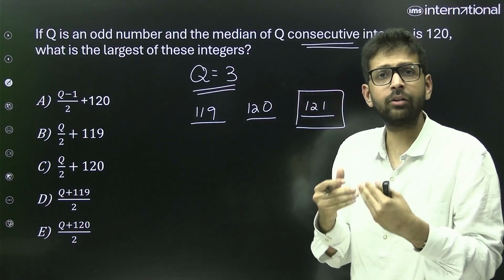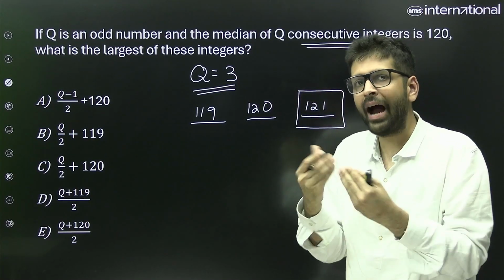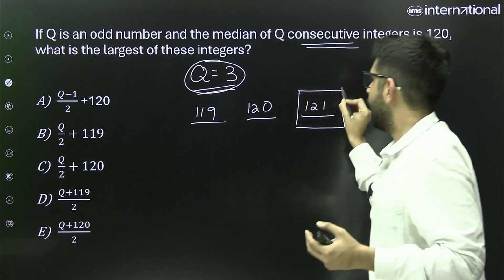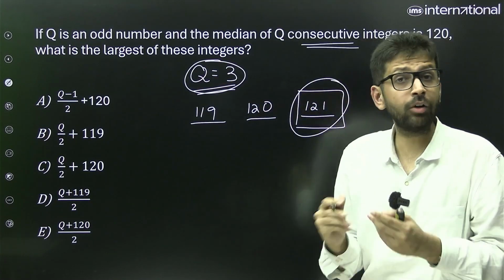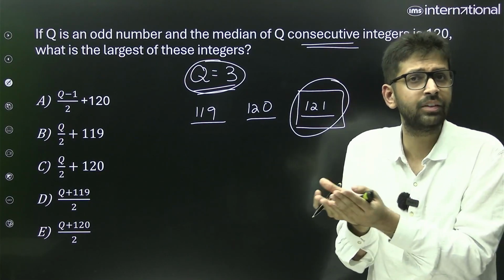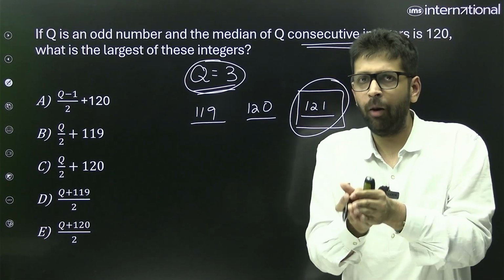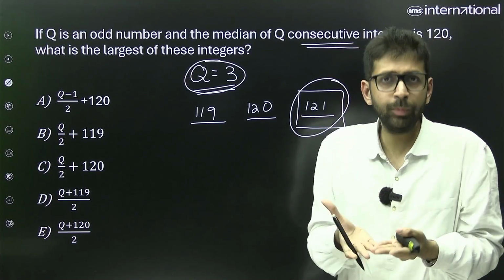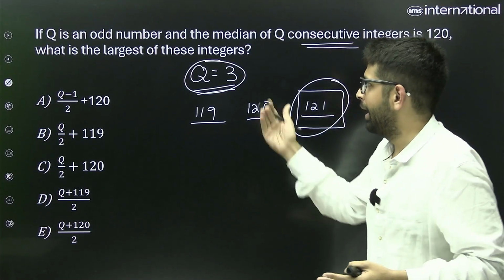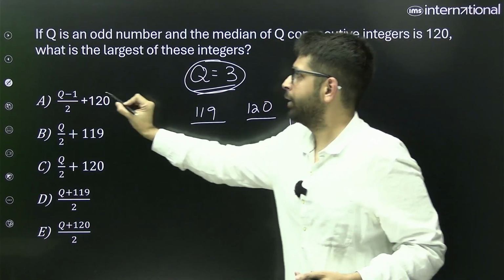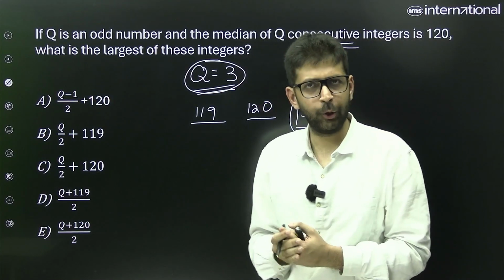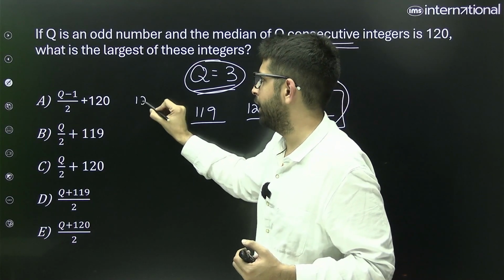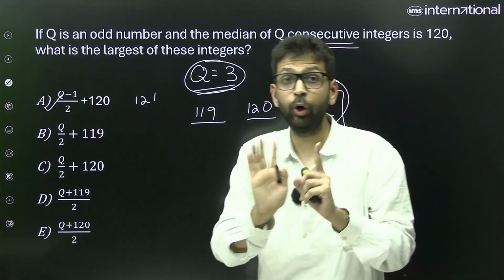So now my task would be to find out that option in which when I put Q equal to 3, I get the answer as 121, because that is what my question was, that what is the largest of these integers. So in whichever option after putting Q as 3, I get 121 as the answer, that has to be the correct option, right? So let's start with option 1. If I put 3 over here, 3 minus 1 is 2, 2 upon 2 is 1, 1 plus 120 is 121. Option A could be my answer.